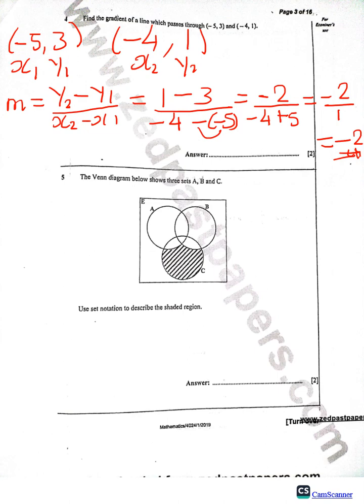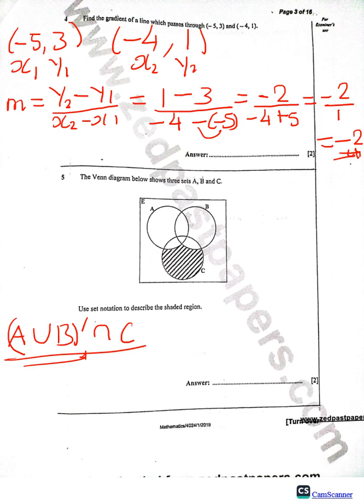So let's look at A and B. So you can see that A union B, A union B complement intersecting C. So this is our answer. So the A union B, intersecting that C, is complement, meaning it's not needed.